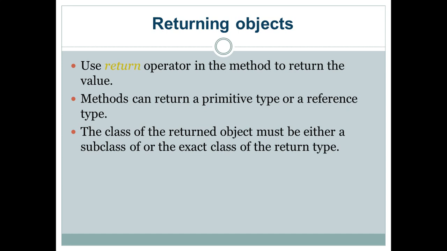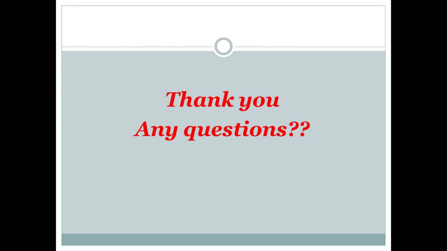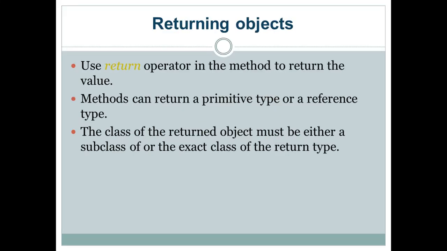Now returning objects. Use the return operator in the method to return a value. A method can return a primitive type or a reference type. Right? For example, the class of the return object must be either a subclass or the same class as the return type. Now we already saw the return keyword in the previous lecture. So in the same way we have to use the return operator in the method to return the value. So thank you.